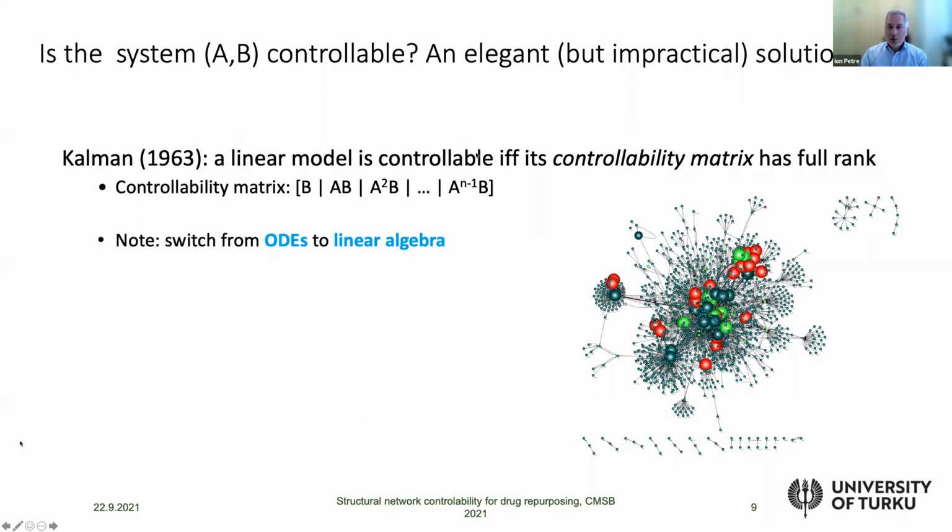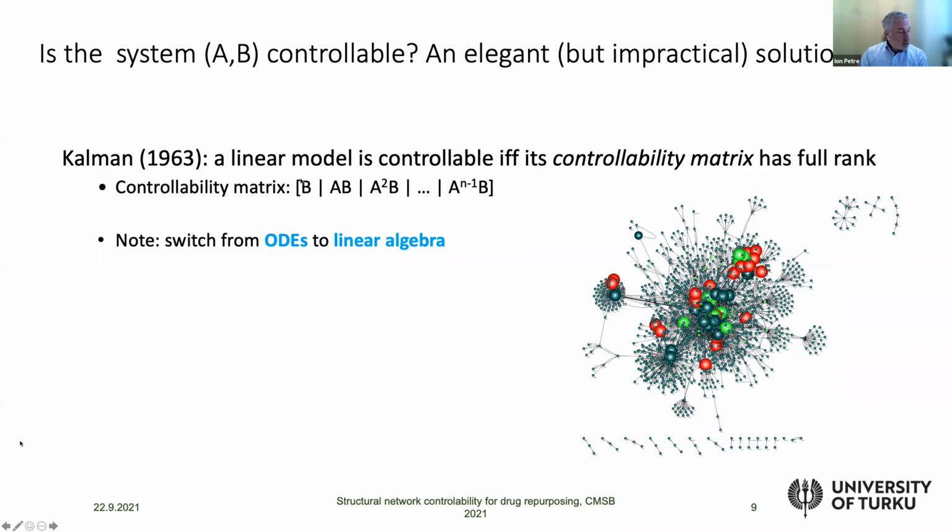It's saying that a linear model is controllable, I mean here fully controllable, you want to control the full network, if and only if the so-called controllability matrix has full rank. And the controllability matrix is this kind of matrix that you are building in blocks. You are first listing B. So this is the part connecting the input nodes to the internal nodes. Then you are listing to its right AB and A squared B, and finally A to the power n minus 1 times B. Remember, n was the number of nodes in the network.